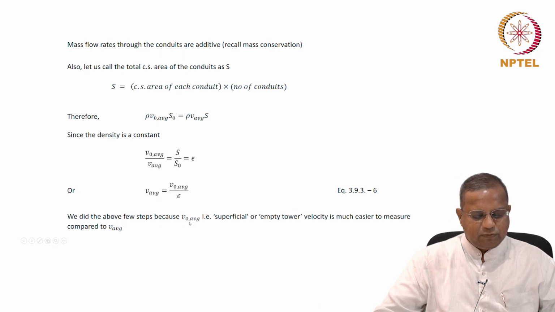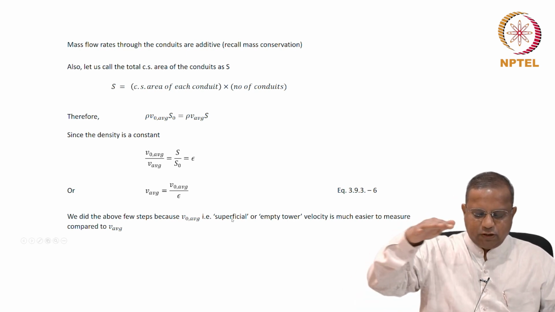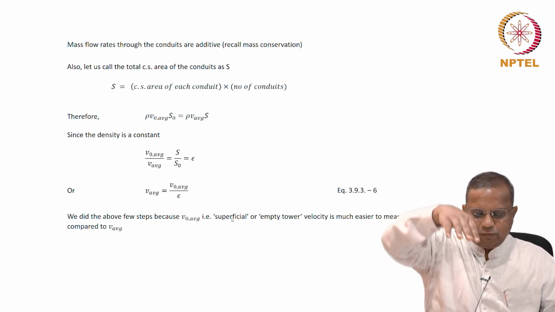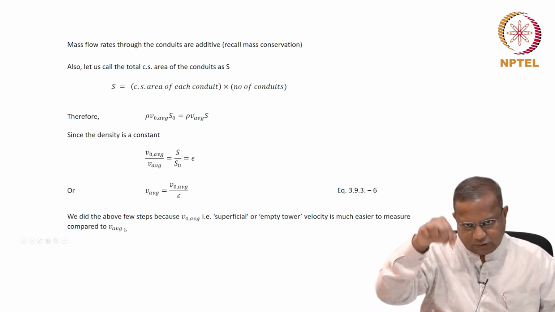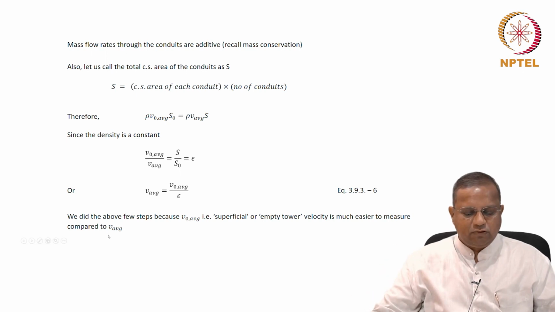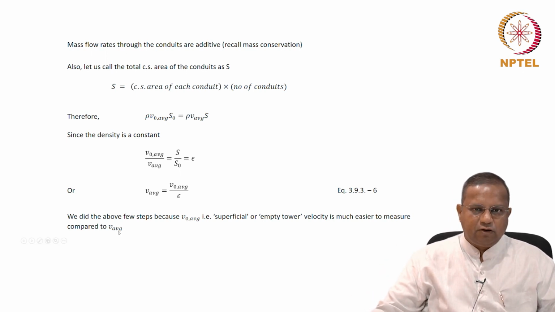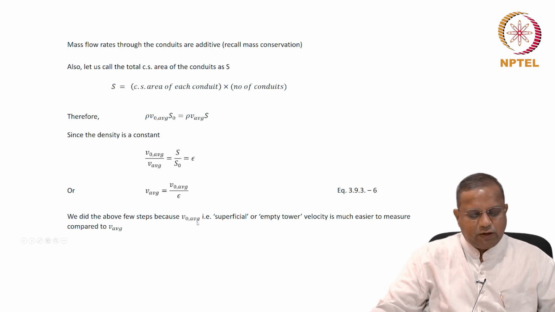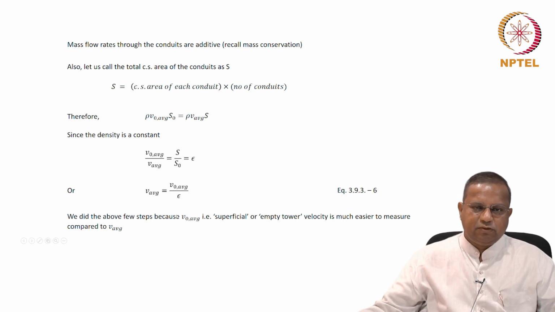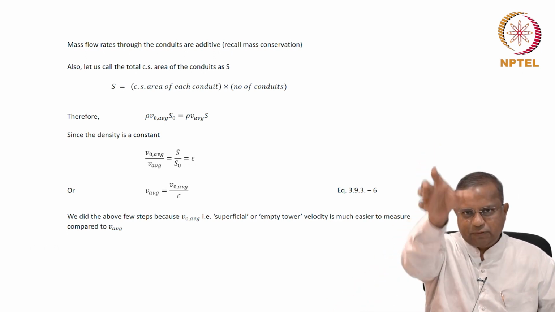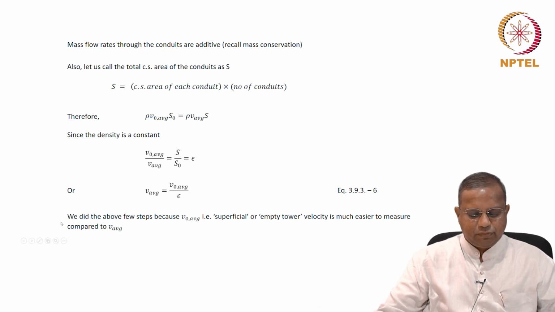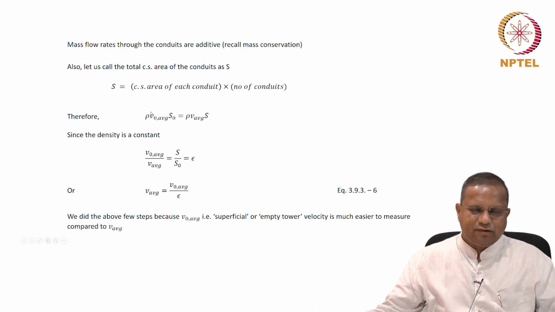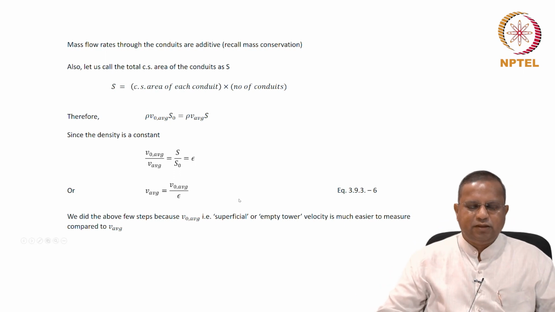We did the above few steps because V naught average, the superficial velocity, the velocity of the fluid before it reaches the bed, or the empty tower velocity, is much easier to measure compared to the velocity in each conduit. Each of these imaginary, conceptual conduits is a lot more difficult to measure. They are conceptual anyway. Whereas this can be measured, especially before the fluid reaches the bed. Cross-sectional area by wetted perimeter is your hydraulic radius. Here you are looking at volumetric flow rate divided by the area, and that will give you the velocity.